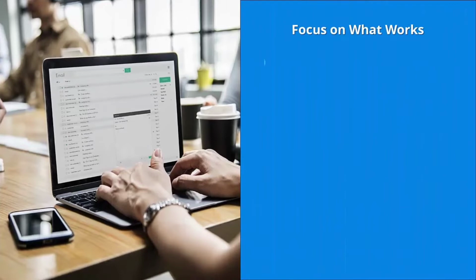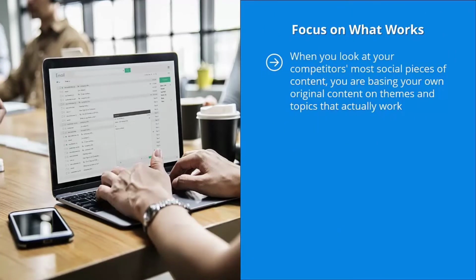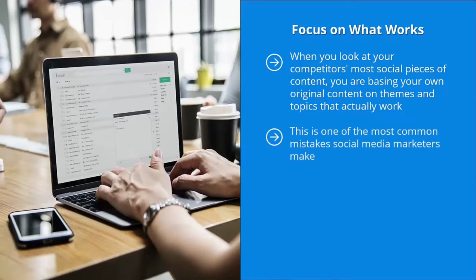Focus on what works. When you look at your competitors' most social pieces of content, you are basing your own original content on themes and topics that actually work. They have traction with your target audience members. You're not wasting money or time taking wild guesses. This is one of the most common mistakes social media marketers make. They think that they have the best ideas regarding hot content in their niche, so they come up with all sorts of content that they think is just plain awesome, only to fall flat on their faces.